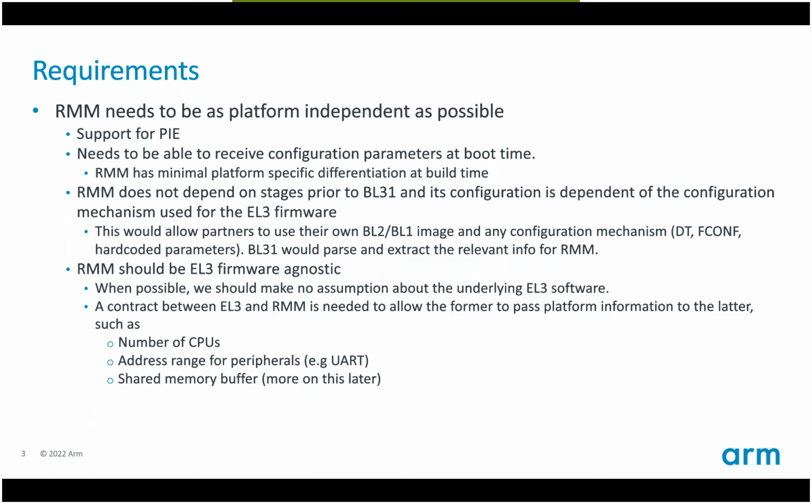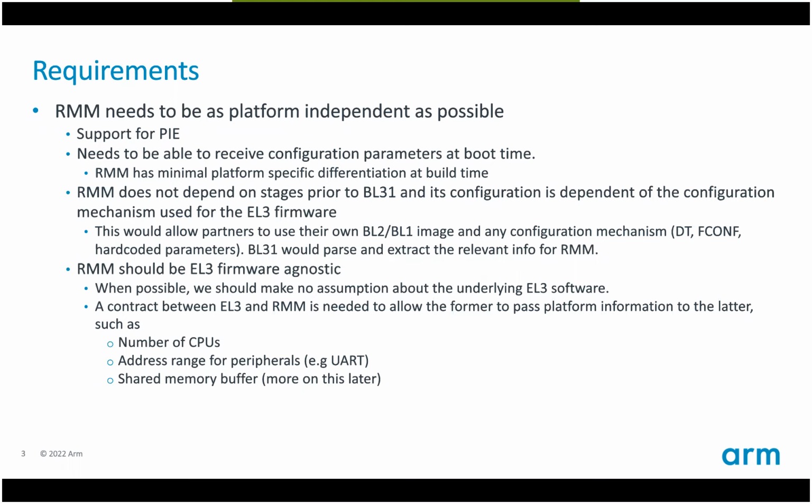Also, RMM doesn't depend on any stage prior to BL31, and its configuration is completely independent of the configuration mechanisms used on the EL3 firmware. That will allow any partners to use their own BL2 and BL1 image and any configuration mechanisms they want to use. They can use device trees, they can use fconf, they can use hard-coded parameters. In our case, BL31 will only need to parse and extract the relevant information for RMM and then hand that information to RMM during the boot phase.